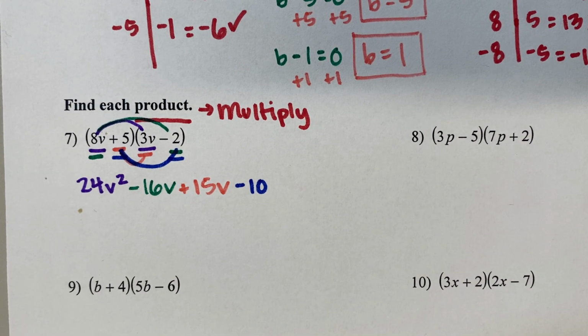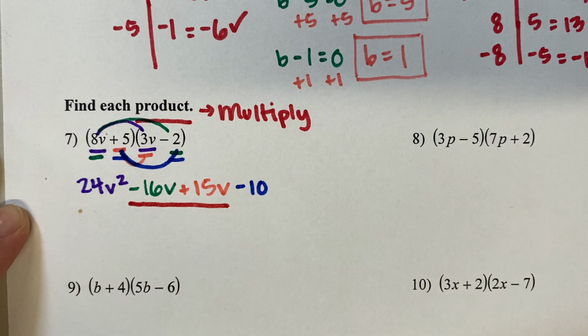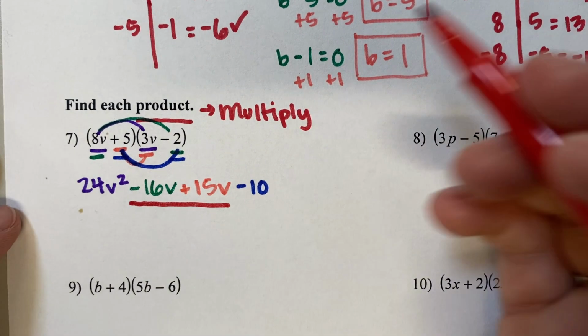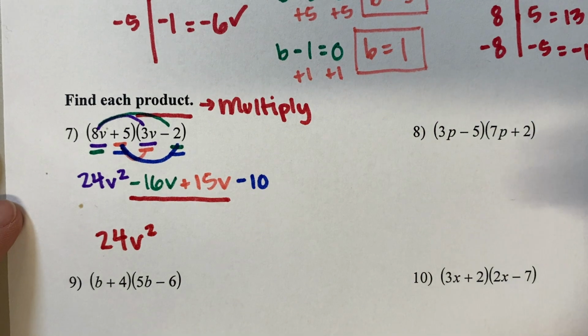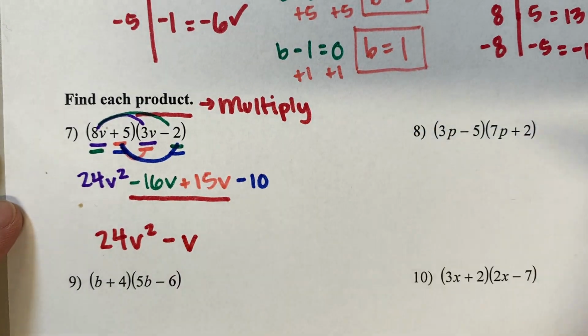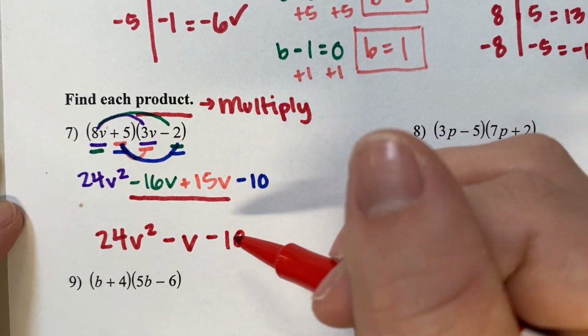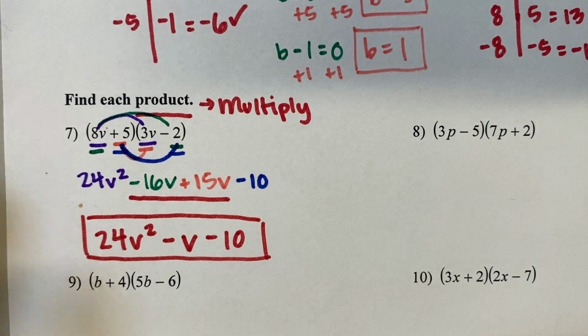Okay, and the last thing I need to do here once I've gotten to this expression is simplify it, because I do have some like terms. If you follow the order, they're usually the two terms in the middle. So 24v squared stays 24v squared. Negative 16v plus 15v gives me negative 1v. And negative 10 on the end. So now we've multiplied two binomials out to get a quadratic expression.